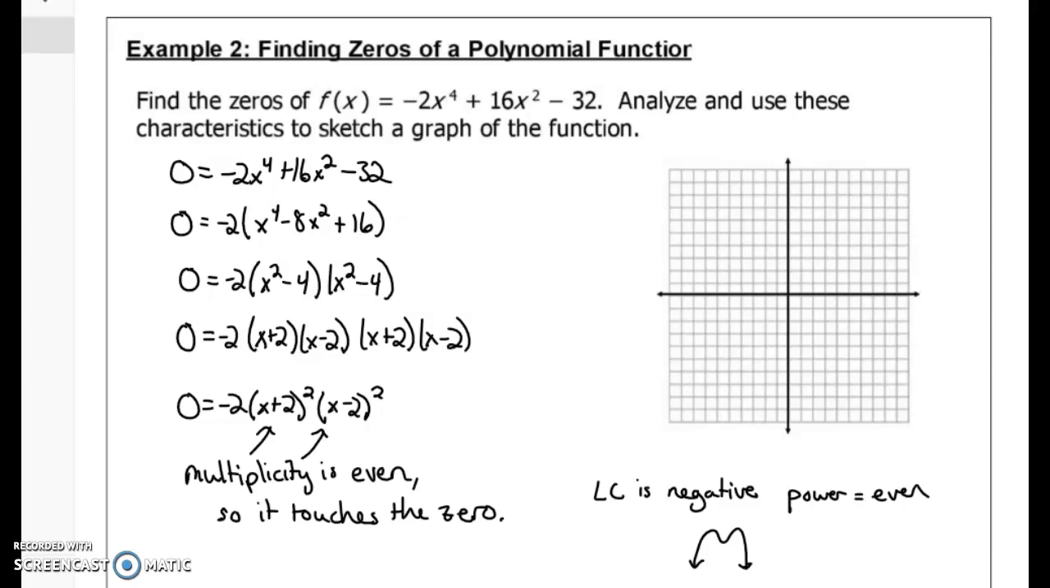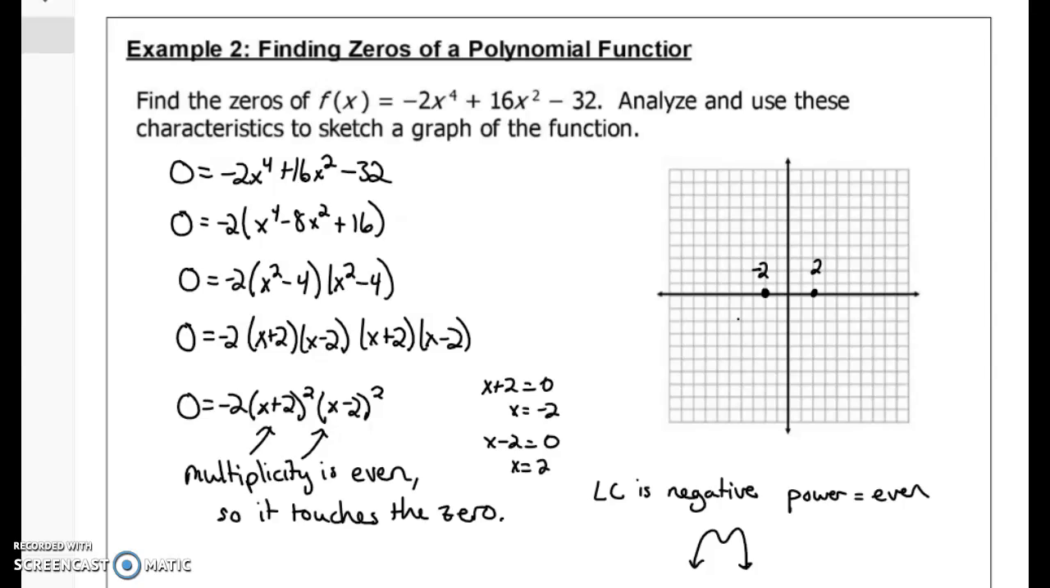Now, we know that it's going to go through at -2 because that is one of the zeros. If you set x plus 2 equal to 0, you get -2. And if you set x minus 2 equal to 0, you get +2. So it's going to go through the x-axis at -2 and +2. We know the general shape is going to open down, that's the end behavior. And just by looking, I know the y-intercept is at -32.